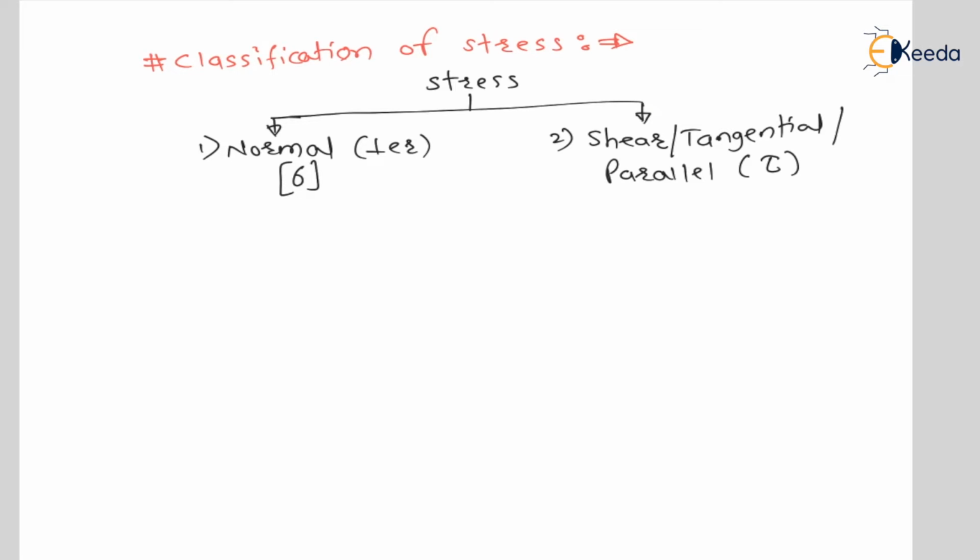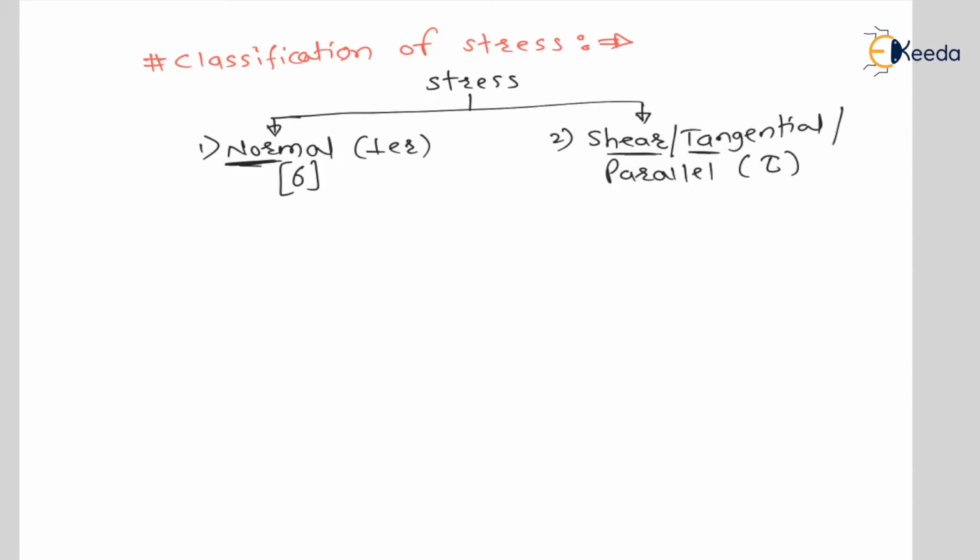Now, whenever load applied on the component is normal to the area, that is perpendicular to the area, then it is normal stress. And if load applied on the component is parallel to the area or tangential to the area, then it is shear stress.